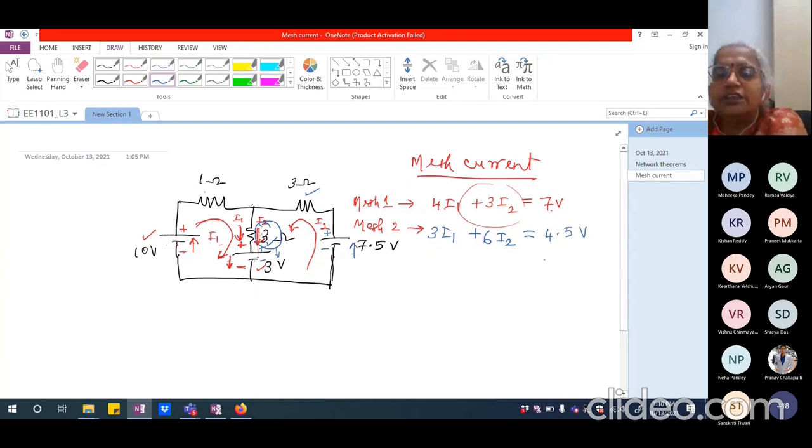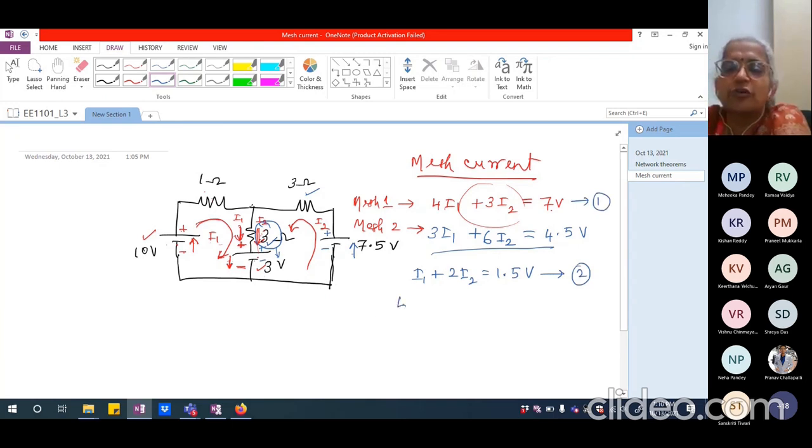Okay, so these are the two equations that I have got. What I can do is, all these things are divisible by 3. So I can write this as I1 plus 2I2 equal to 1.5 volts. This is equation number 2. And this is going to be equation number 1, which is 4I1 plus 3I2 equal to 7 volts.